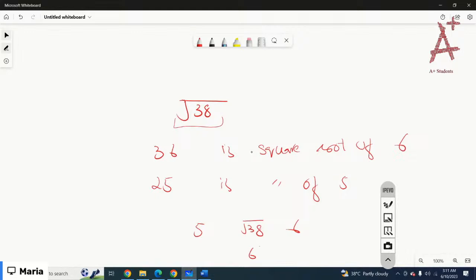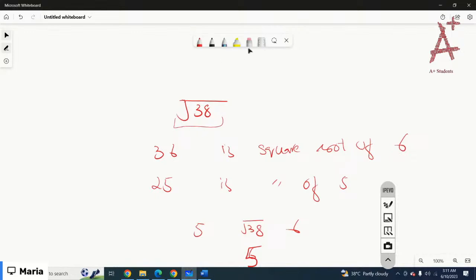It would be 5 point something. Got it? You can calculate on the calculator. Let me just calculate on the calculator. Here we have square root 38. That is 6.16. Got it? It is 6.16. No, hold on. Square root 38.